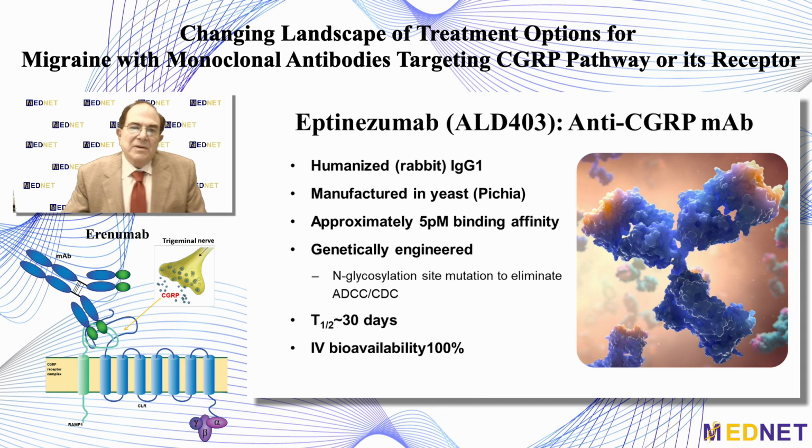The first I want to talk about is eptinezumab, and this will be in alphabetical order. It's an antibody against CGRP. What's also unique and different about it is that all the other antibodies are made in tissue culture. This uses a new way of making it. It's made in yeast. It's similar to all of the other antibodies in terms of efficacy. It's been genetically engineered, has a half-life of about 30 days, and when given intravenously, it works very quickly and has a bioavailability of 100%.